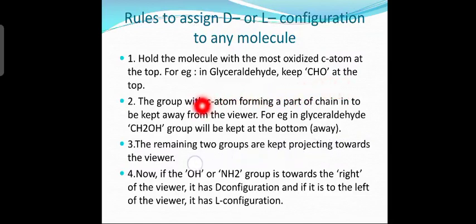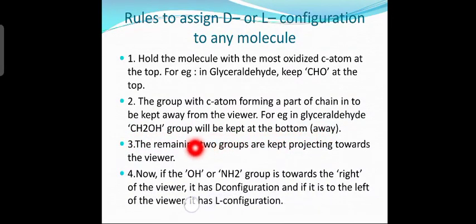Okay, that's the meaning. Second point, the group with the carbon atom forming a part of the chain is to be kept away from the viewer. That means any other group, other than the most oxidized carbon atom, is kept away from the viewer. For example, in glyceraldehyde, the CH2OH group will be kept at the bottom. So at the top is the most oxidized carbon atom, that is the CHO group. At the bottom, the least oxidized. So in glyceraldehyde the CH2OH group is to be kept at the bottom, that is away from the viewer.